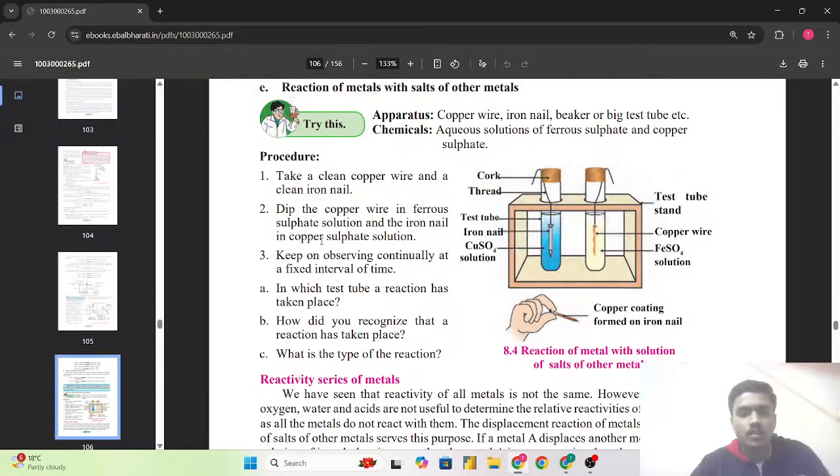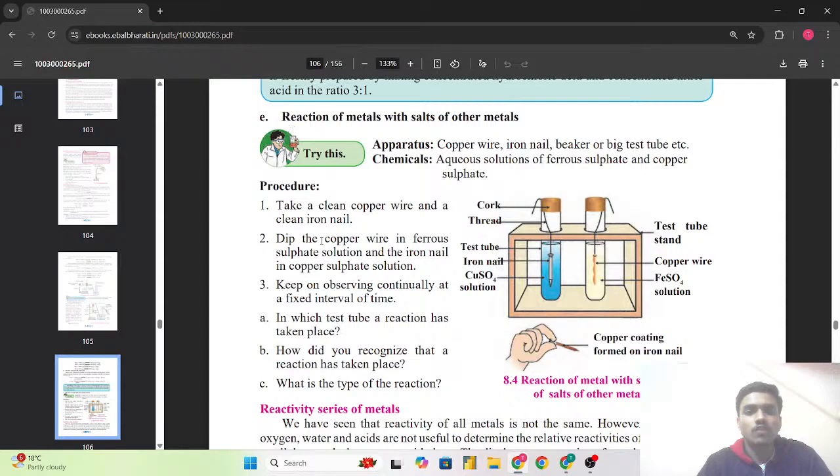Next, we are having the reaction of the metals with the salts of the other metals. So, copper wire, iron nail, beaker. Again, we have been given an experiment. Take a clean copper wire and a clean iron nail. Dip the copper wire in the ferrous sulfate solution and the iron nail in the copper sulfate solution. Keep on observing continually at a fixed interval of time in which test tube a reaction has taken place. How do you recognize that the reaction has taken place? What is the type of the reaction?